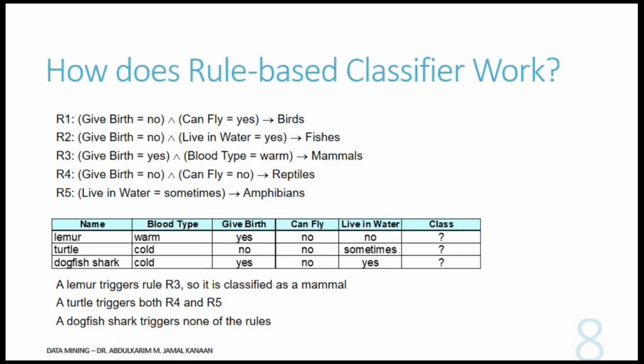Rule three also cannot. Rule four, yes, because give birth is no and can fly no. Then it's reptile, right? But it can also trigger rule five. Rule five says lives in water sometimes. So now we have a mismatch, or we are confused about which one. That's fine, but at least now we know that this record can trigger rule four and rule five, and same for the rest.